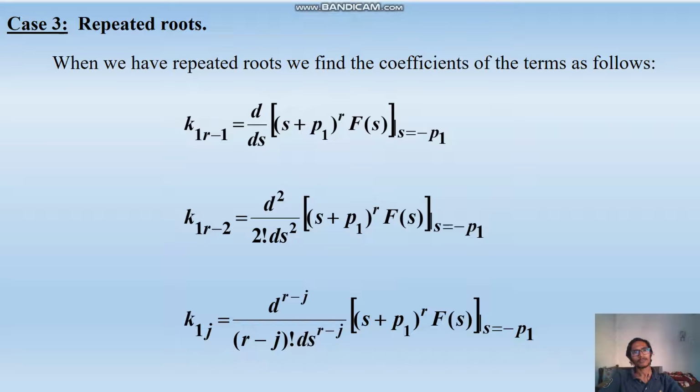Then we will have the last case, repeated roots. We find the coefficients of the terms as follows. We find k1r minus 1, k1r minus 2, till k1.